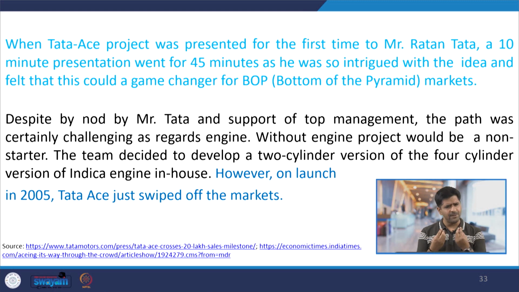Despite the enthralling support by Mr. Tata and the support of top management, it was difficult because they had a lot of challenges. The first bigger problem was the engine. At that time, the engines available were either one cylinder or four cylinder. But the best part of Tata Ace was that they were trying to create a compact version of the truck, so they definitely needed a smaller engine.